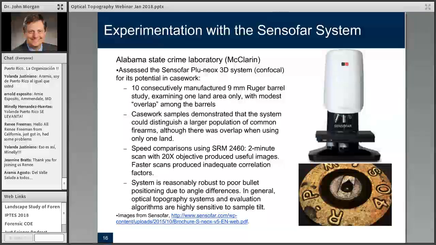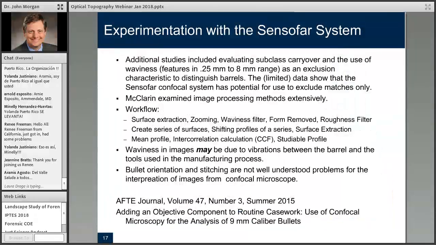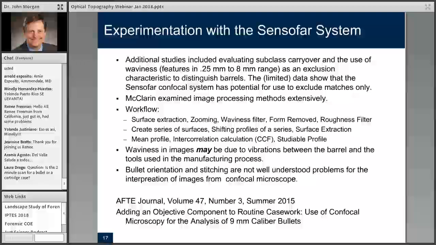And as a result, you know, the classic tension between the efficiency of collection and the quality of data is something that you must keep in mind. One thing that he noticed is that he looked at the subclass carryover and the use of waviness. Now, these are terms of art to some extent. Waviness in general looks at features in the 1/4 millimeter to 8 millimeter range, and the data shows that in his case, they used the confocal microscope. He felt it could only be used to exclude matches only.